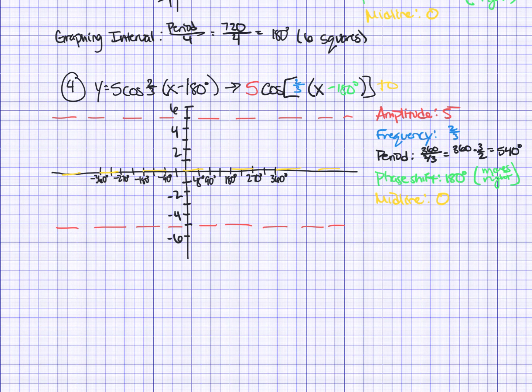Now I know that it's going to be at 180 degrees. And because this is a positive cosine function, I know we're going to start up here at the top. So I'm going to start up here at the top because that is a cosine function. But now I'm wondering, how far apart do my points need to be? So let's find that graphing interval.